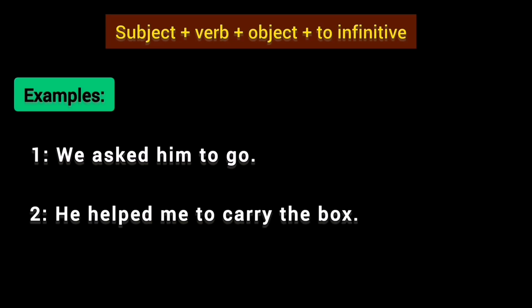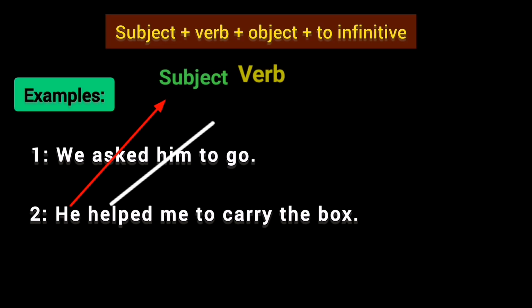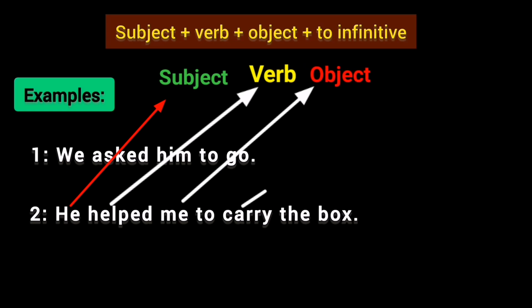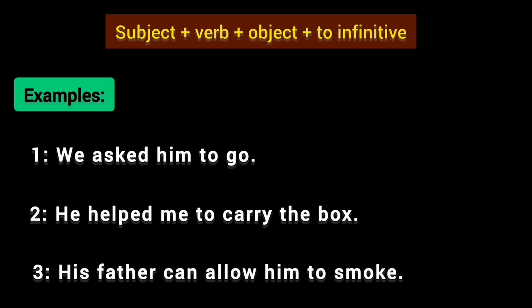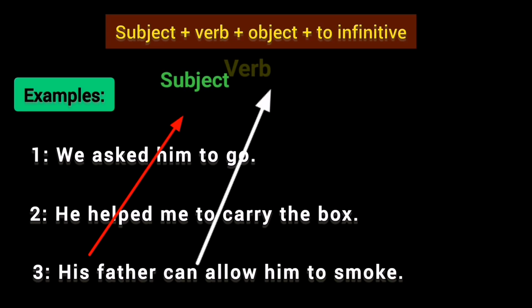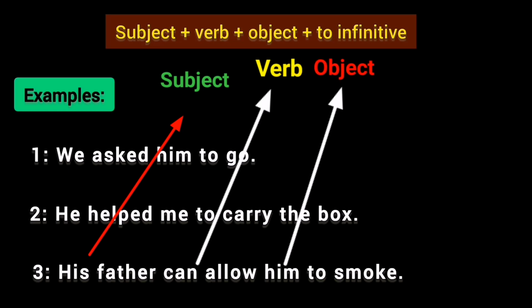He helped me to carry the box. Look at this example. Here the pronoun, he, is the subject, and helped is the verb, and the pronoun, me is the object, and to carry the box, is the infinitive with its object. His father can allow him to smoke. Look at this last example. Here his father, is the subject, and can allow, is the verb phrase, and the pronoun, him, is the object, and to smoke, is the to infinitive.